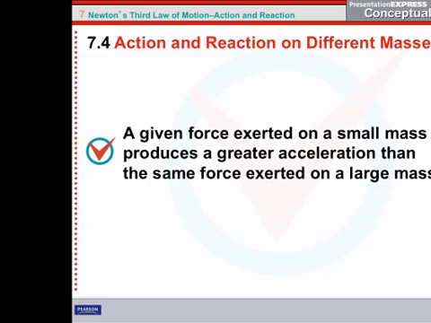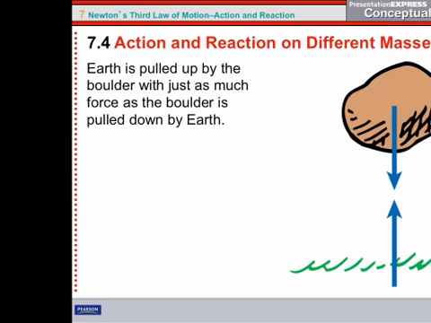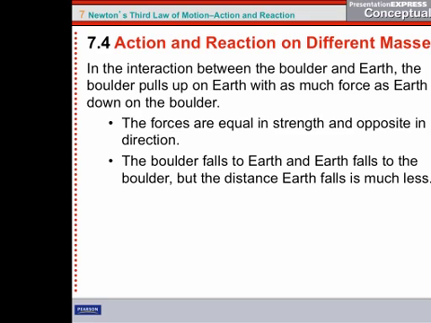Alright, so let's talk about action-reaction on different masses. If we have a small mass, we're going to get greater acceleration than if we have a large mass, obviously. So we'll go back to our boulder example. The earth is pulled by the boulder just as much as the boulder is pulled by the earth. But what's the difference? Well, even though the forces are equal and opposite, the boulder falls to the earth, right?